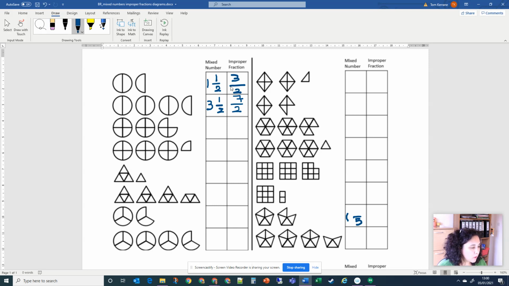So I've got 1 whole and then 1, 2, 3, 4 of those fifths there. So 5 parts per whole. So I'll put that 5 in the denominator.